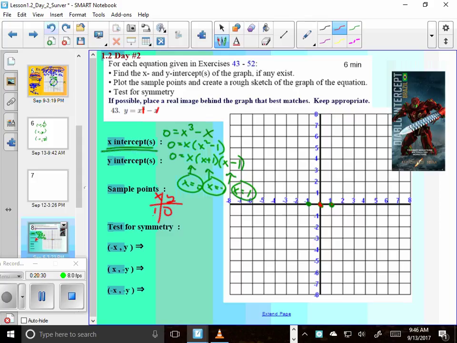Probably 2. I put in a 2. Then I got 2 to the third minus 2. 2 to the third is 8. 8 minus 2 is 6. 2 comma 6. 2 over, up 6. Ooh, maybe there is something to that little wave I was doing before. Maybe it is going to be kind of like this. But I don't know until I graph a few more points.